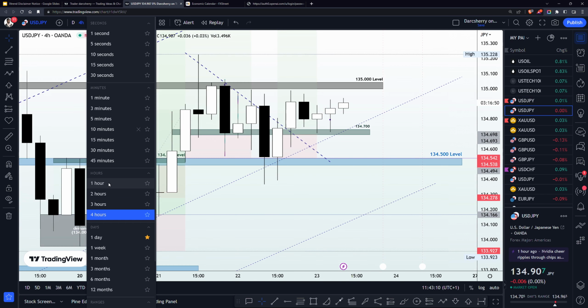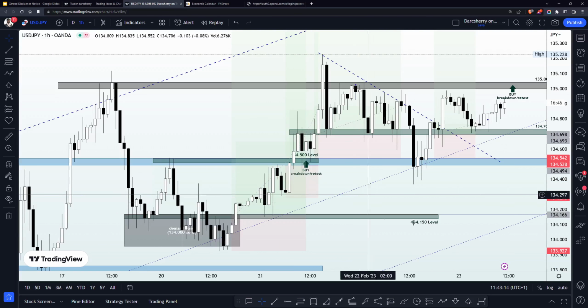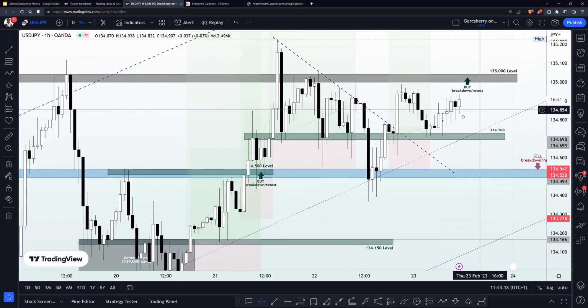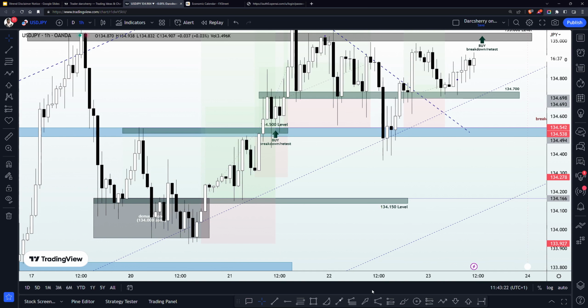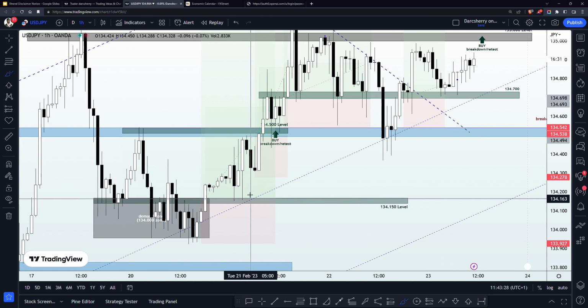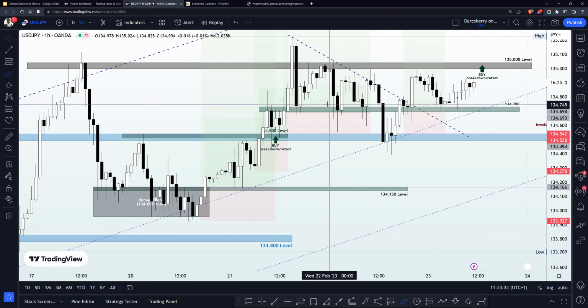Now, the next pair we are going to be looking at is the USDJPY, and remember that the USDJPY has been a pair we have been buying since the beginning of this week. Remember, we bought it above the 134.150 level when price action broke out and retested that level at the beginning of the week, and we were able to add more position at the breakout of structures like this.